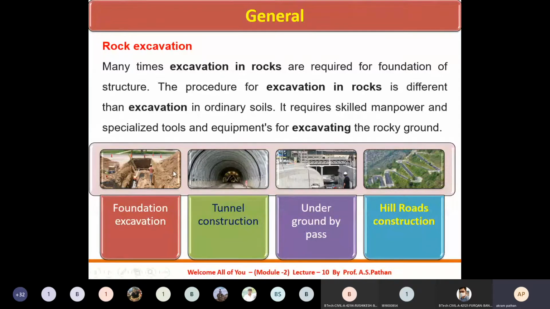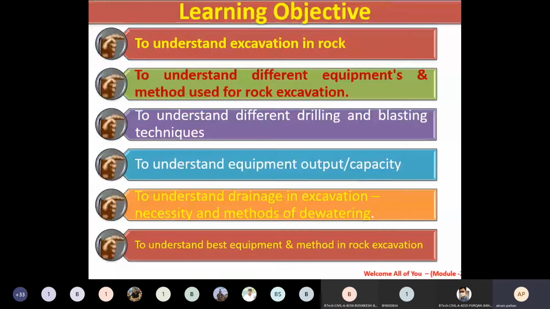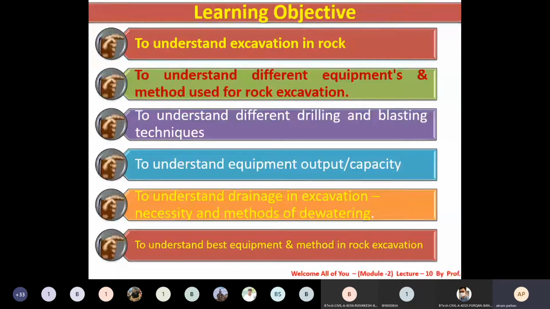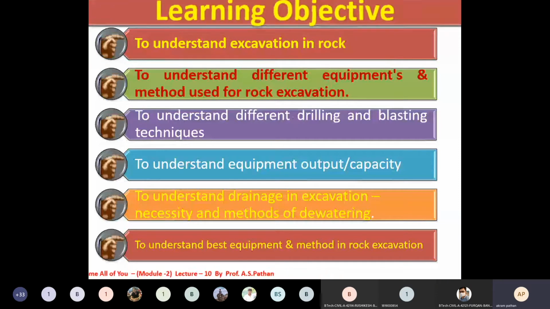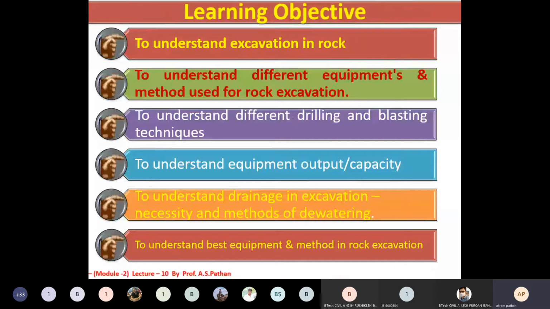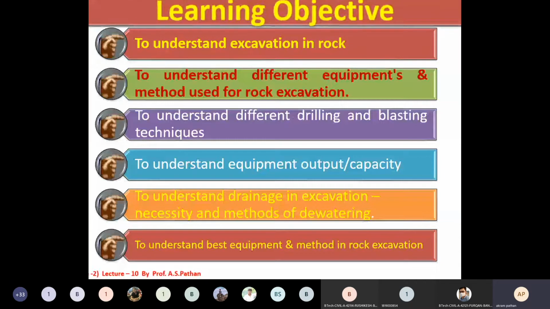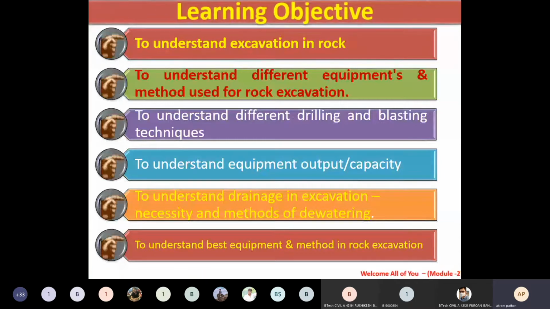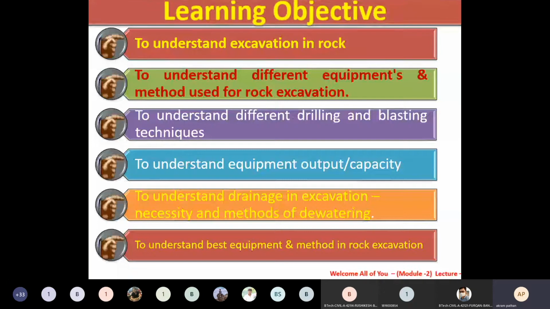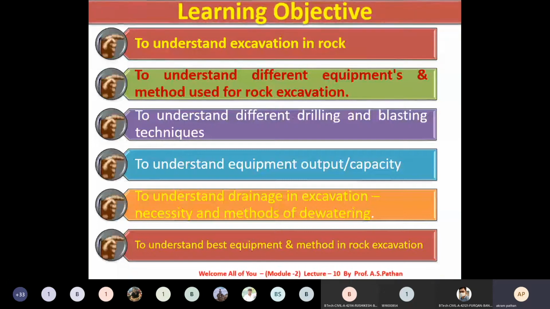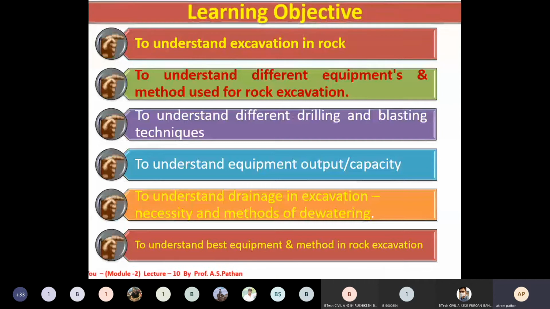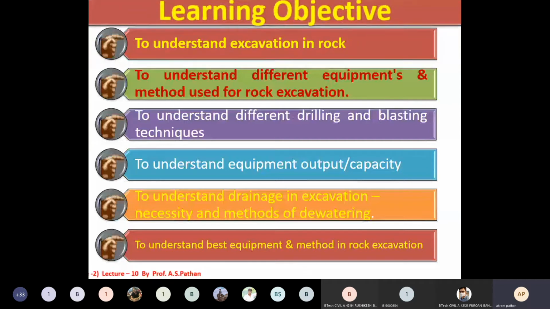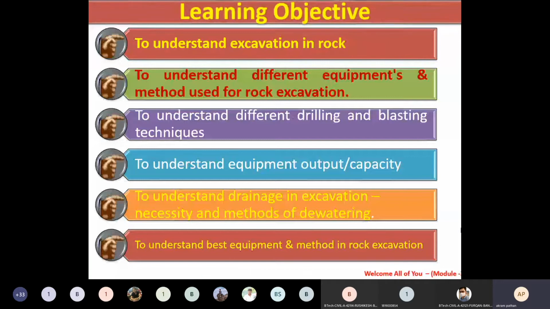The most important thing is that in any construction in hard rock, our main objective is to maximize the net benefit from that project. How will you achieve the maximum net benefit? If you select proper equipment and the proper method to excavate the rock, then ultimately the total construction cost of that particular project may be minimum, and we can achieve that.